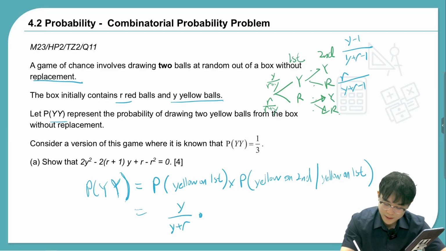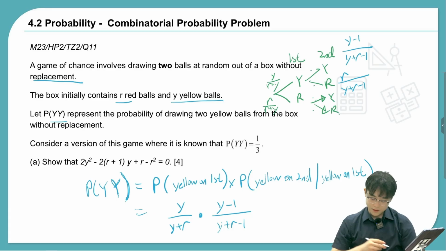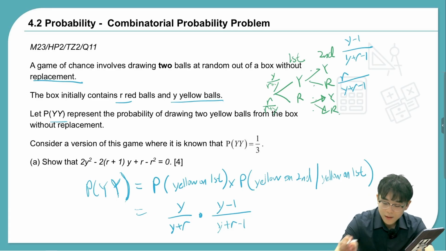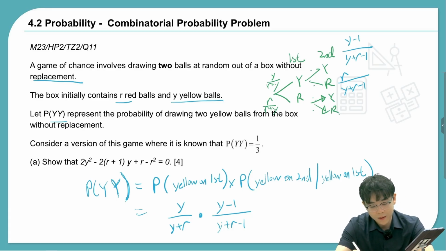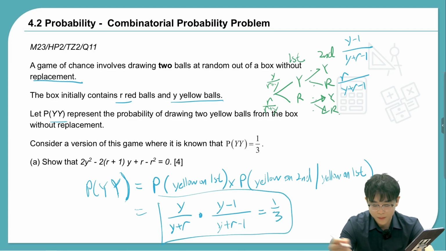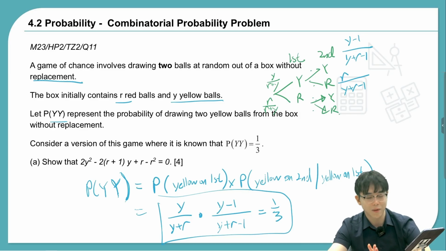So you have to multiply. There's one less yellow ball, right, and a total of one less in the total pool. So you have to multiply these two, right, to get the total probability of drawing 2 consecutive yellow balls without replacement. And the question says this should equal 1 over 3. Right? So if you set that up, that's pretty much like 70–80% of the problem.